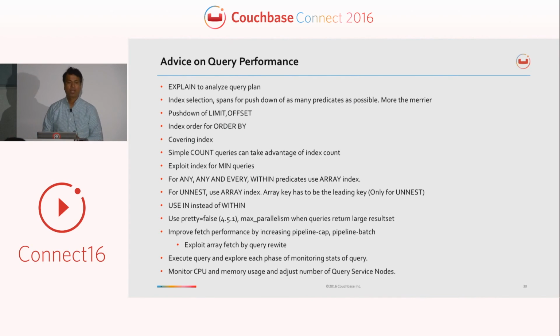Okay. In terms of tuning query performance, the moment you see the query is not performing well, the first thing to do is explain. Get the explain plan and try to understand what is going on in the life of the query. What indexes are being chosen? Are we pushing the right predicates into the right index? Do we have the right index selection?